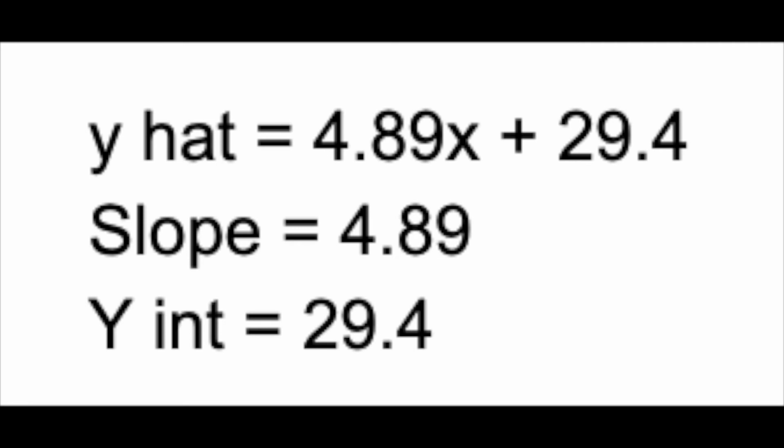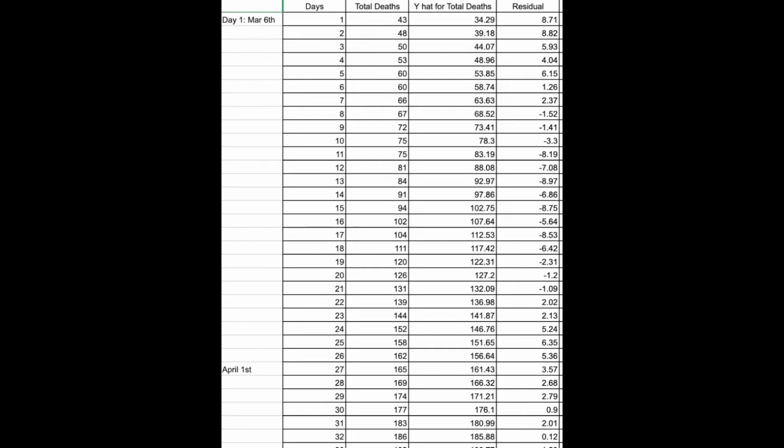With our equation, we can notice that our slope is 4.89 and y-intercept is 29.4. In this context, y-intercept means that approximately 29.4 people were already dead by coronavirus at March 6th. And with the slope we have, we can notice that number of deaths by coronavirus in South Korea increases approximately 4.89 people each day. We found our residuals by subtracting predicted y, the y hat, from observed y.